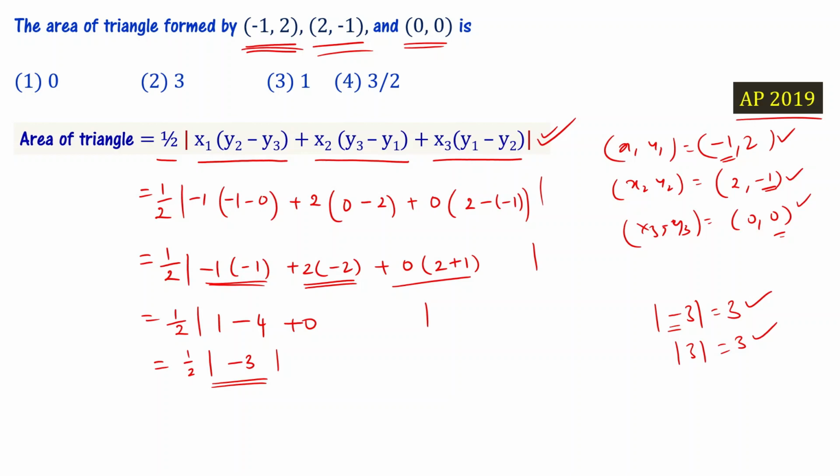Now modulus of minus 3 is 3, so this is going to be half times 3, that is 3/2. 3/2 is choice 4. So choice 4 is the right answer. Understood?